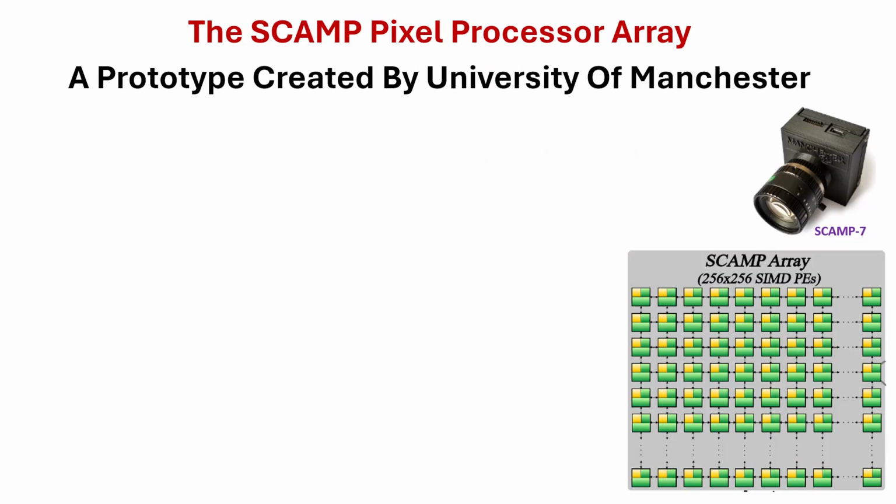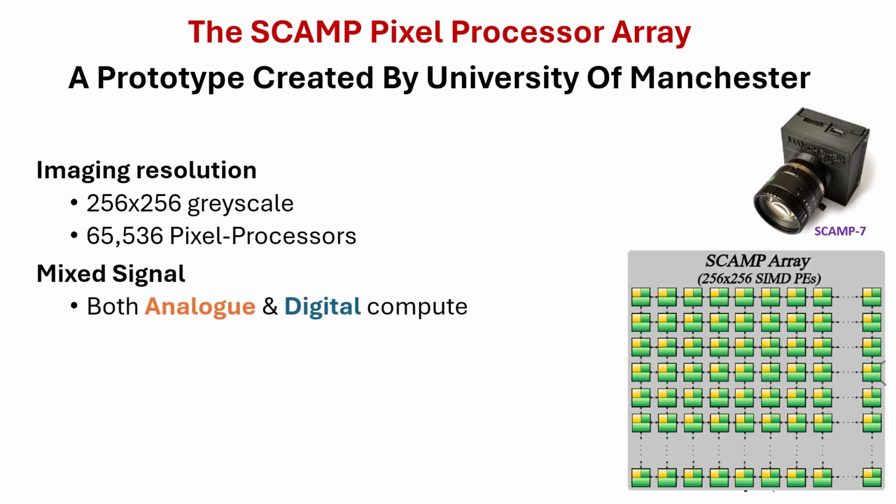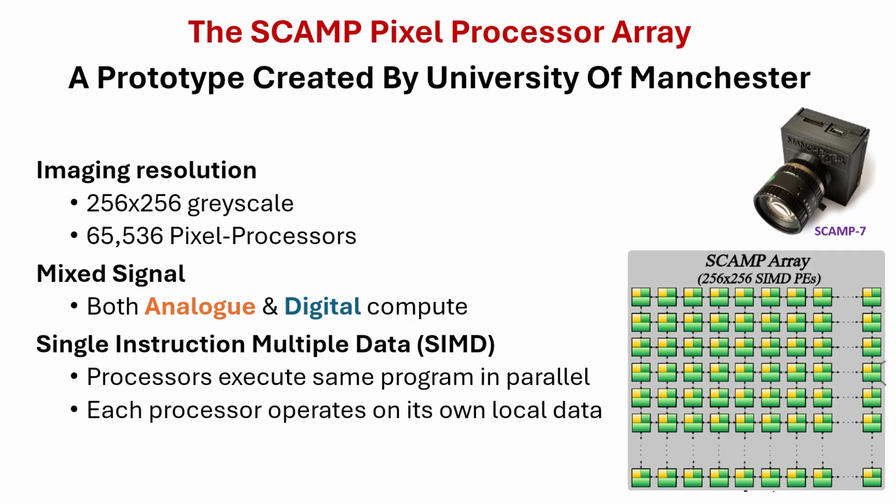In this work, we make use of the SCAMP pixel processor array, a prototype created by the University of Manchester. It has an image resolution of 256 by 256 grayscale, which may not sound like much, but it's still 65,000 pixel processors. Interestingly, it is also mixed signal, meaning it's analog and digital computation. It operates as a single instruction multiple data computer, which means each processor executes the same program in parallel, but they are all operating upon their own local data, similar to GPU compute.